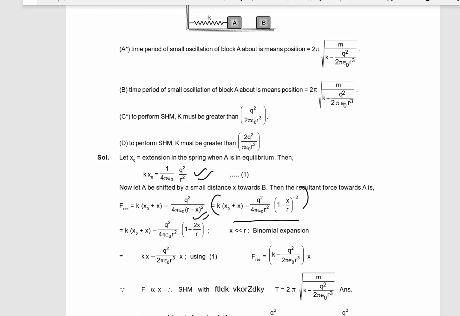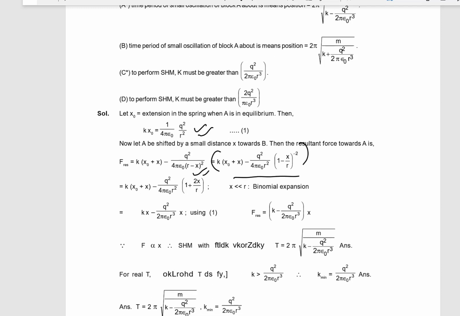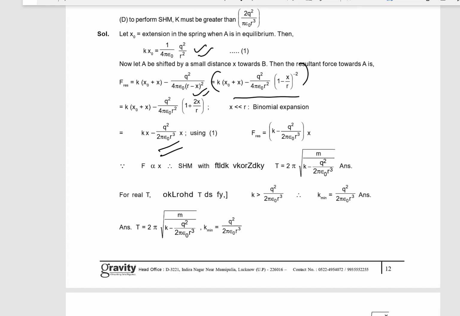It is also given that x is very small compared to r. So using binomial expansion we get something like this. This is the resultant force on it. This force is directly proportional to x, so we have an SHM. So what will the time period be? We'll get force is equal to kx, acceleration is equal to kx by m. This term will be omega square, time period will be 2 pi by omega. That's it.